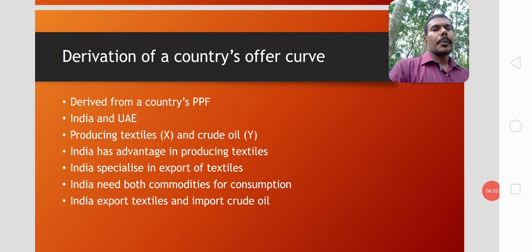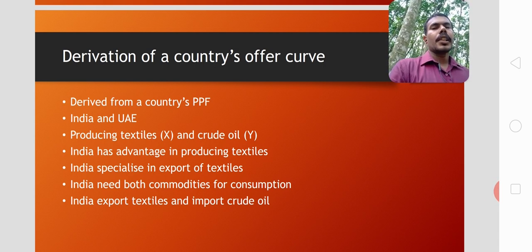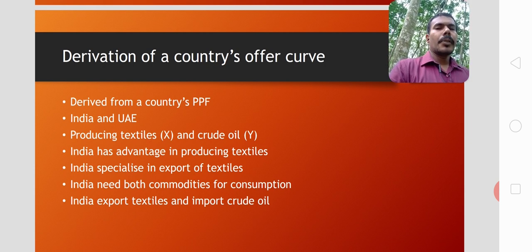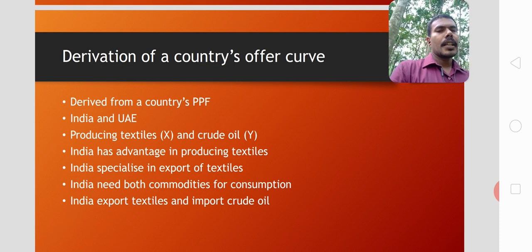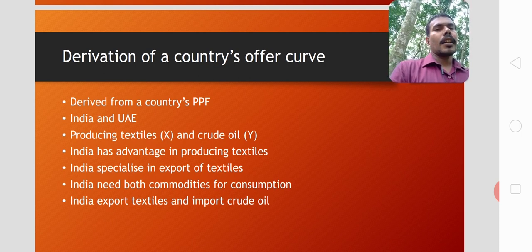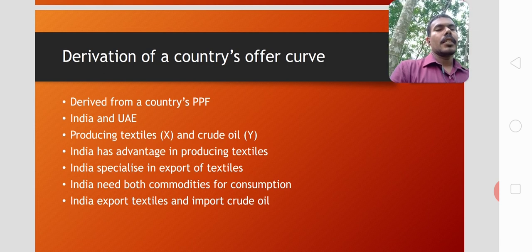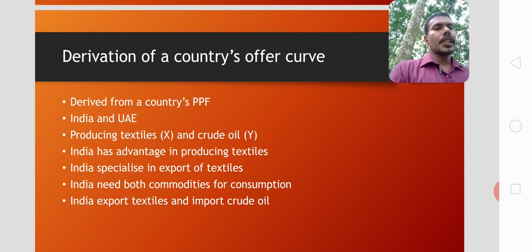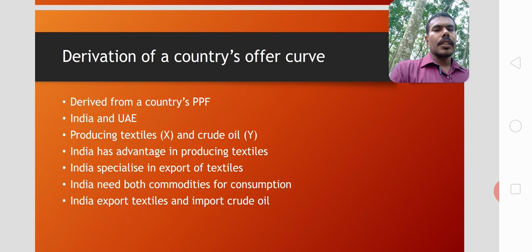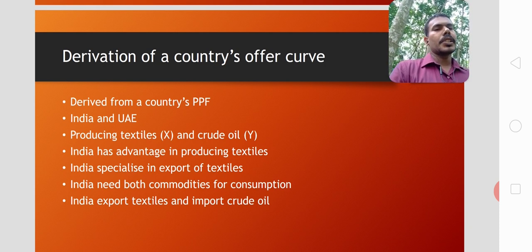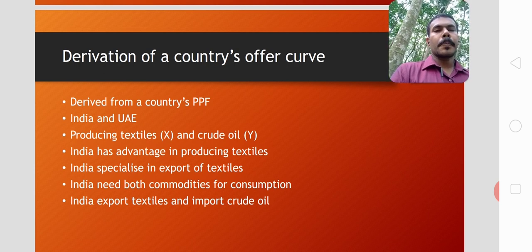So how is the offer curve of a country derived? Offer curves are derived from that country's production possibility frontier. We have in our case India and the United Arab Emirates producing textile commodities and crude oil commodities. India specializes in textiles and the UAE produces and exports crude oil. As India has the advantage in the textile sector, the United Arab Emirates has the advantage in crude oil, as they have the crude oil reserve in their nation.